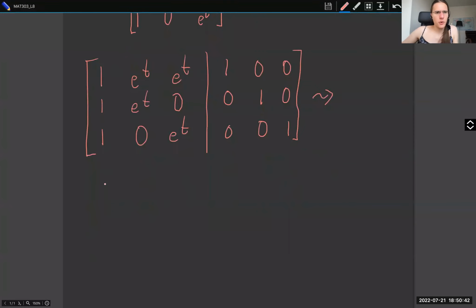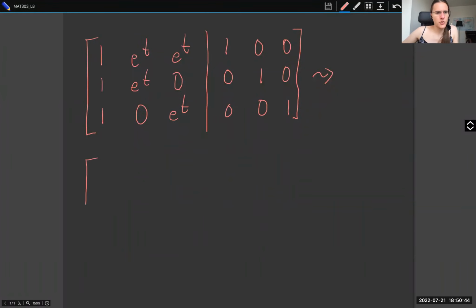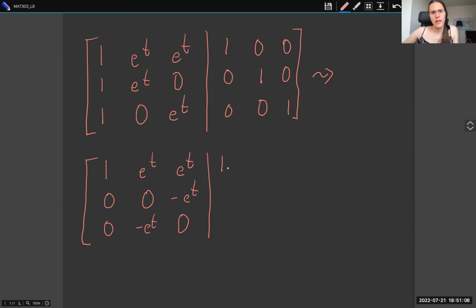So how I'm going to approach this is I'm going to make these entries 0. Then if I do this, I'm going to subtract from here. So I'm going to get 0, 0 minus e to the t. And then here I'm going to get 0 minus e to the t, 0. And here I'm going to get 1, 0, 0 because I haven't done anything here. But here I've subtracted one copy of this. So minus 1, minus 1.